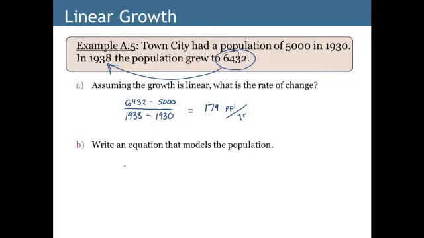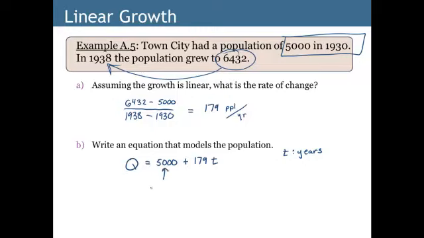So write an equation that models population. It's a linear equation. So initial amount. So we are going to stick with this as my initial. So 5,000 plus what? 179 is my rate times t. And since my rate is people per year, t is years. Also, where did the initial start from?